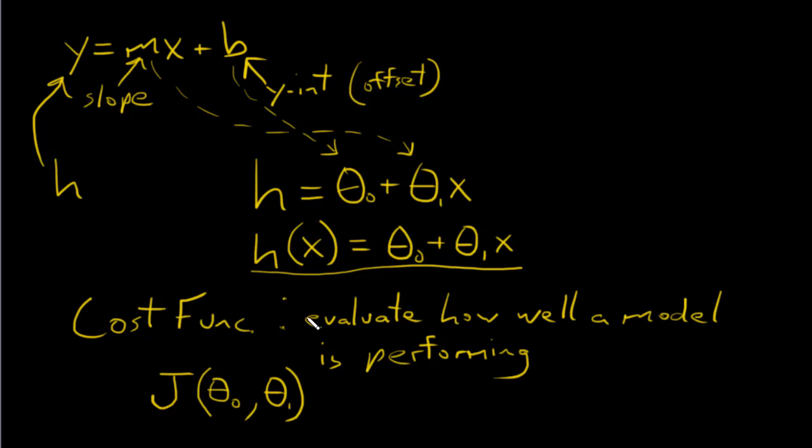And I'm also going to make a definition and say that my h of x right here is going to be called my hypothesis function. So we have a cost function which evaluates how well the model is performing. The actual function that's used to make predictions is going to be the hypothesis function. Okay? Those are two concepts that will be used in almost every single machine learning algorithm.